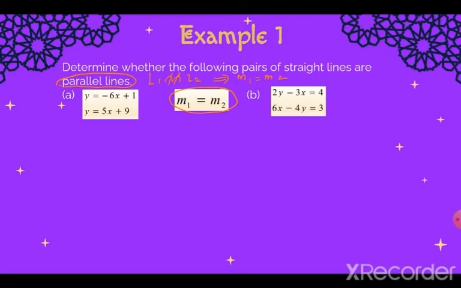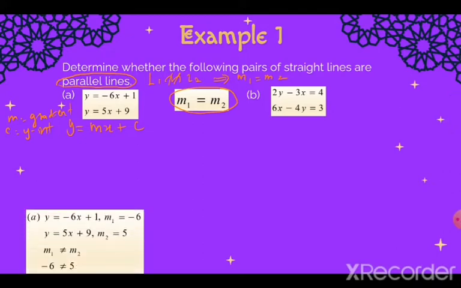Of course, we can. But we need to form the equation of the straight line to gradient form. What is gradient form? Gradient form is y equals mx plus c, in which m represents the gradient and c represents the y-intercept. So from this equation, of course, we can find the gradient.